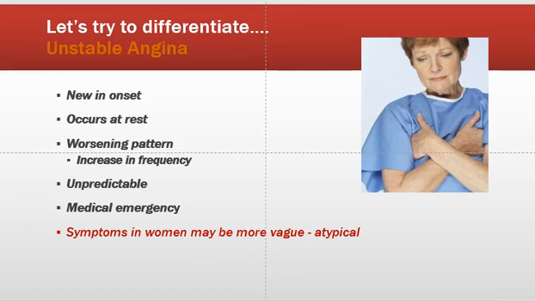And then unstable angina. Unstable angina, comparing and contrasting with stable, is rather new onset. It's not predictable. It occurs when somebody's just sitting around doing nothing. It often has a worsening pattern, the pattern being increased frequency. The patient can't count on it. It's unpredictable, and it does require medical treatment, emergent medical treatment.